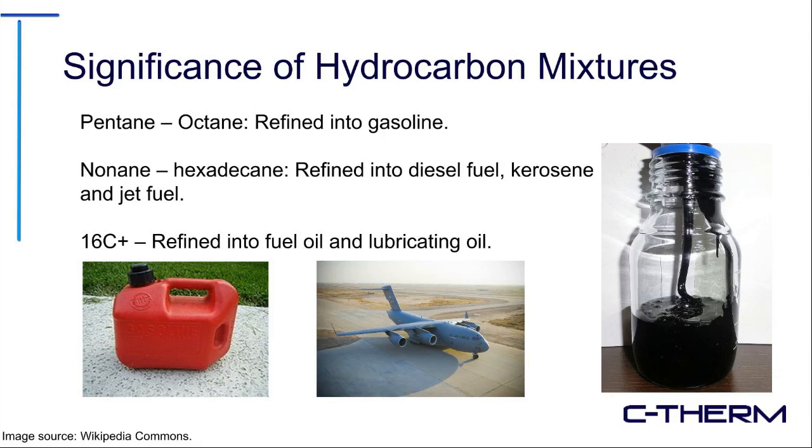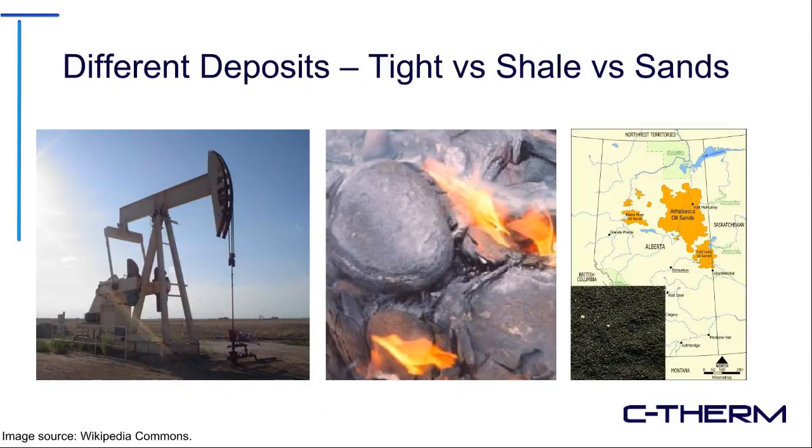Lastly, the really big, high molecular mass hydrocarbons can be refined into fuel oil, lubricating oil, or even asphalt. Lots of products come from the petroleum industry, but depending on what type of refinement you're doing, you'll get different products out at the end of the process. So for us, we're going to relate some of these application notes to the different types of deposits and different extraction methods that can occur.